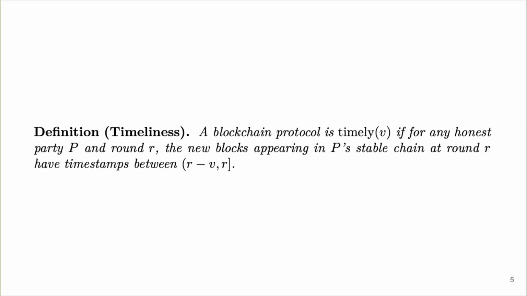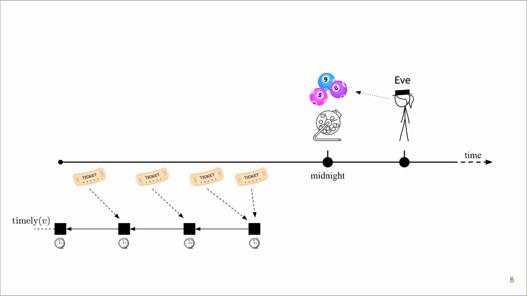Okay, so timeliness says that only blocks with relatively recent timestamps can enter the chain anew. Protocols that have this property, we call them timely protocols. And to see the benefits of timely protocols, let's go back to the initial timestamp manipulation attack.